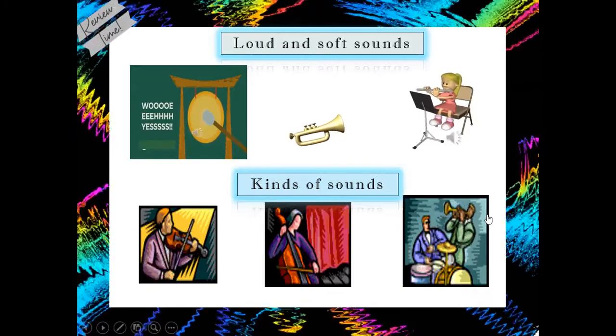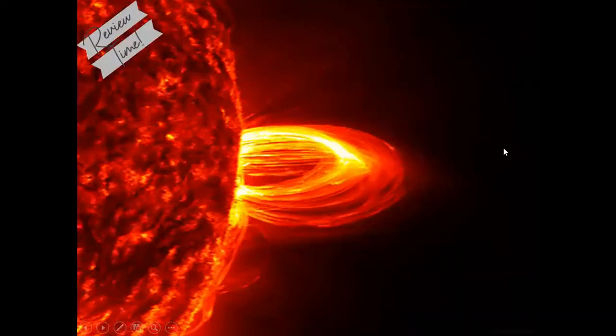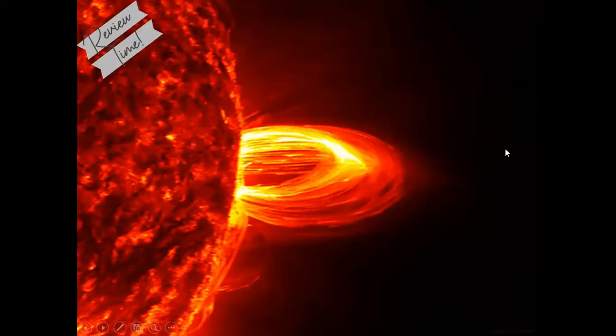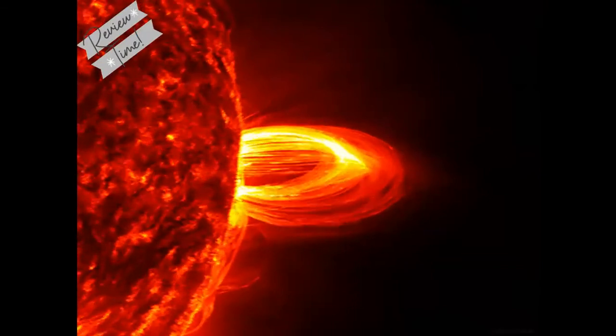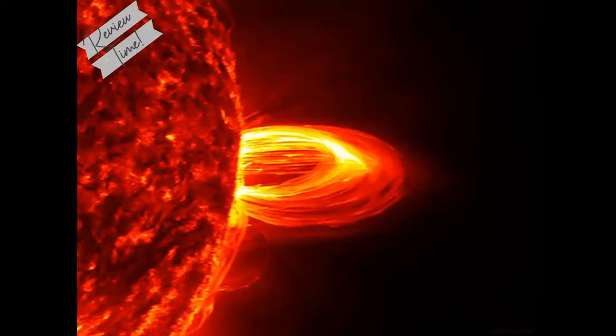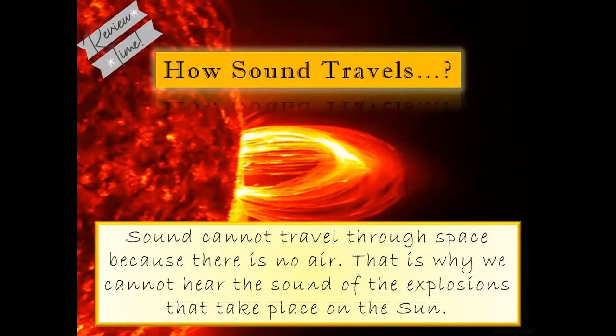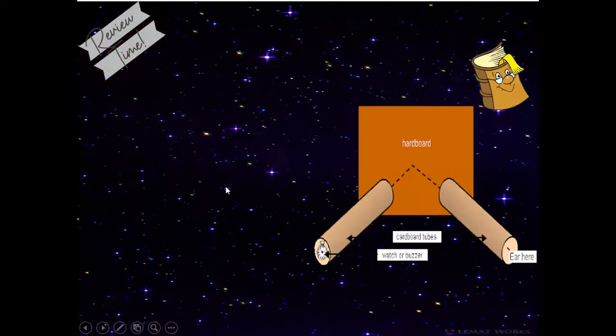Now we come to the next topic, reflection of sound. Before that, we come to how sound travels. Very important thing. Before moving on to reflection of sounds, we should know how sounds travel. Students, sounds need a material to travel. Without solid, liquid, and gas, sound cannot travel. In space we cannot hear any explosion, because there is no air. So that's why we cannot hear any kind of explosion.